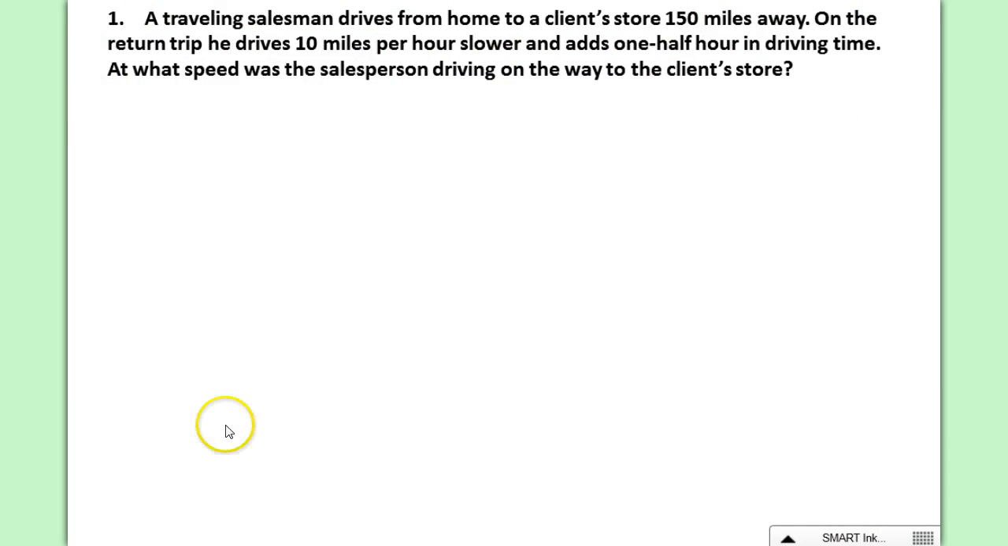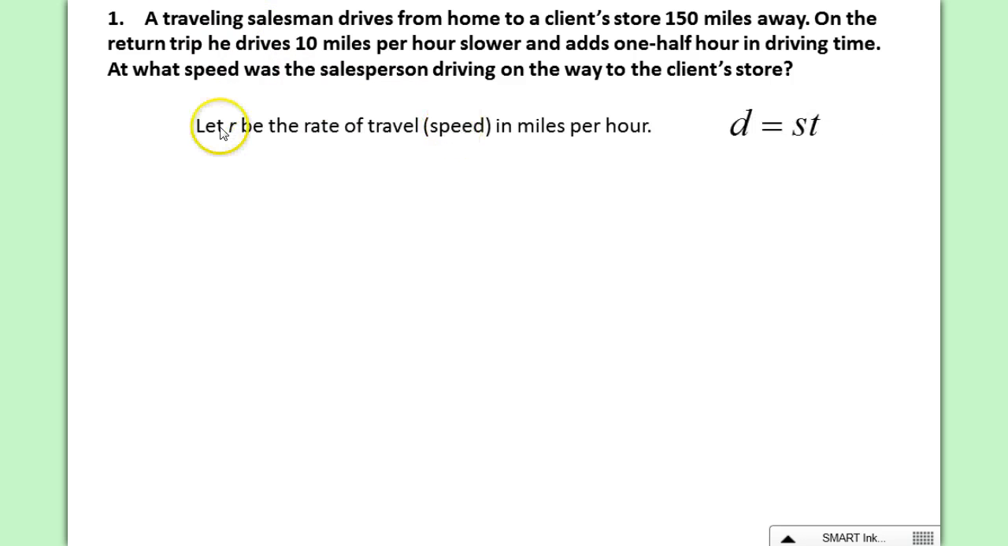So in the next example, we have a traveling salesman, and you have a chart. So again, you read carefully, and you tell yourself, what is it that I'm looking for here? In this case, it tells you right here, at what rate is the salesperson traveling? Well, this salesperson is traveling at a rate of R. We're looking for it. Let R be the rate of travel speed in miles per hour.